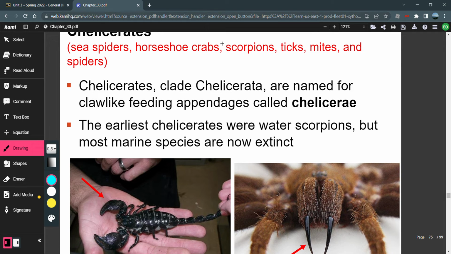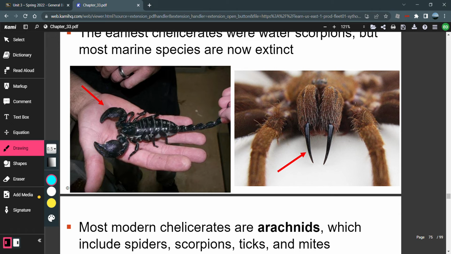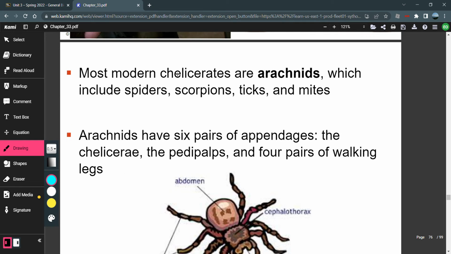Chelicerates are named for claw-feeding appendages called chelicerae. The earliest chelicerates were water scorpions, but most marine species are now extinct, so they're mostly terrestrial now. The modern chelicerates are arachnids, which include spiders, scorpions, ticks, and mites.